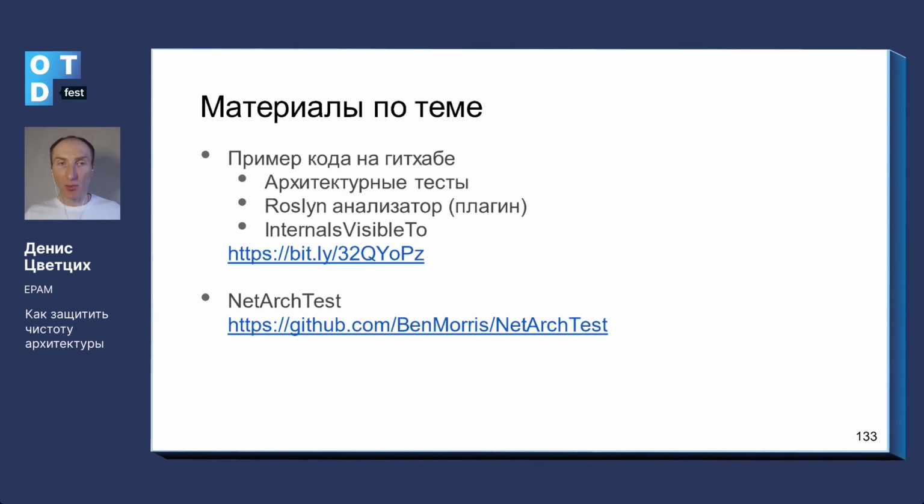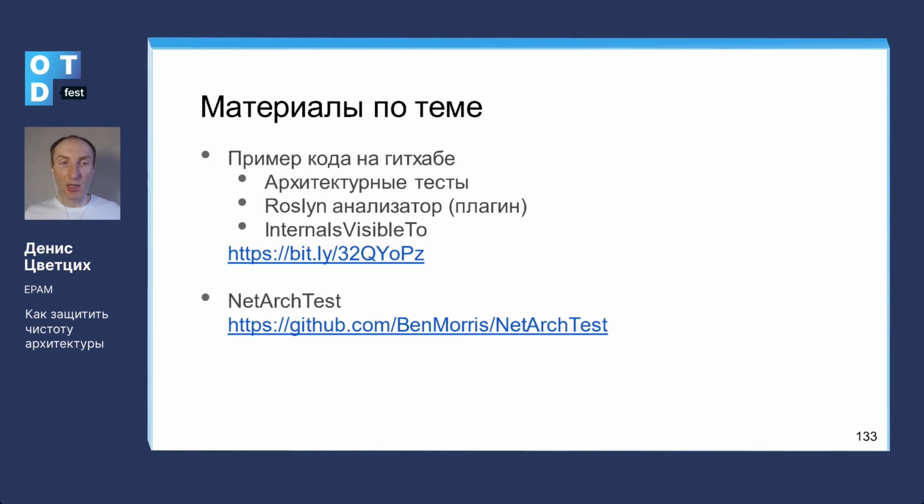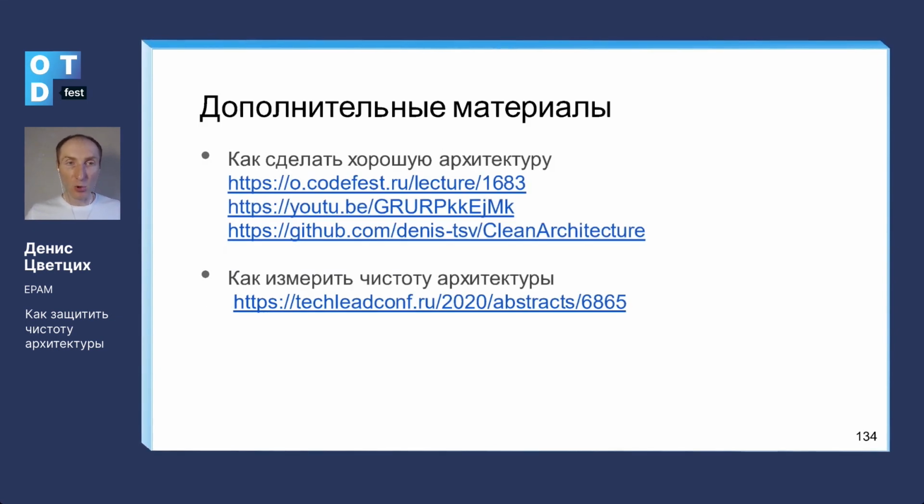There are a number of reference materials. There is an example of code on GitHub. You can look at architecture tests created online and run through NetArchTests. So you can look at Roslyn Analyzer, and you can also use InternalsVisibleTo, using this link, using this repository on GitHub. I told you about NetArchTests, which is a tool for architecture test creation, and there is a dedicated link there.